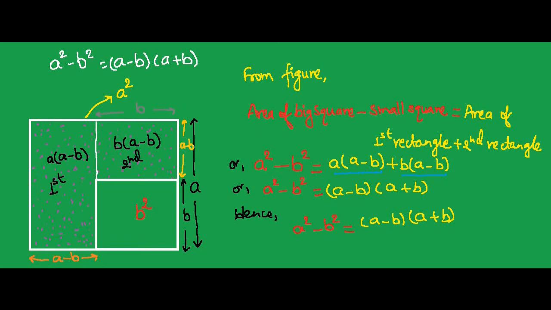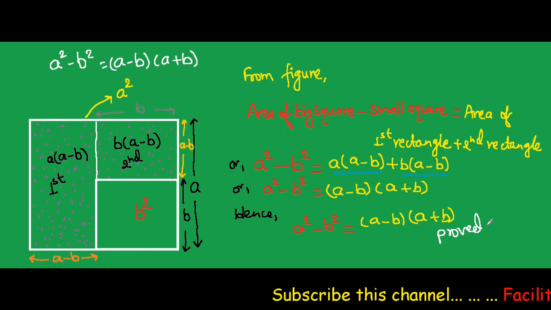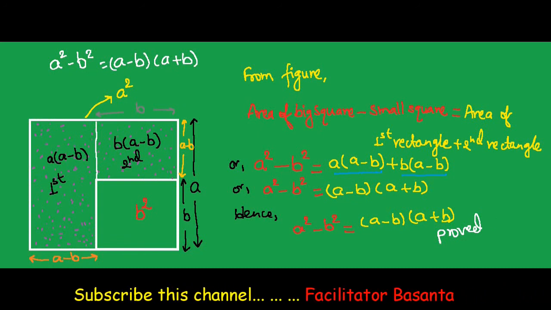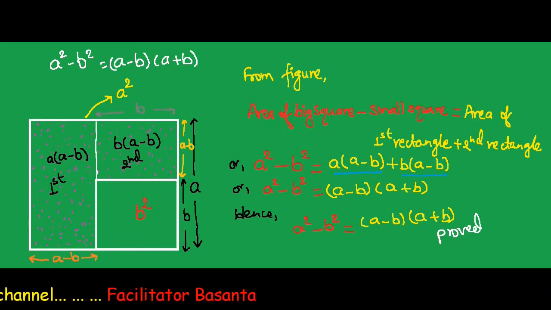It's proved. So in this way we can prove that a square minus b square equals a minus b times a plus b geometrically.